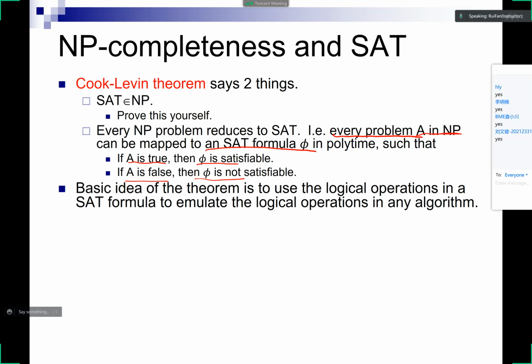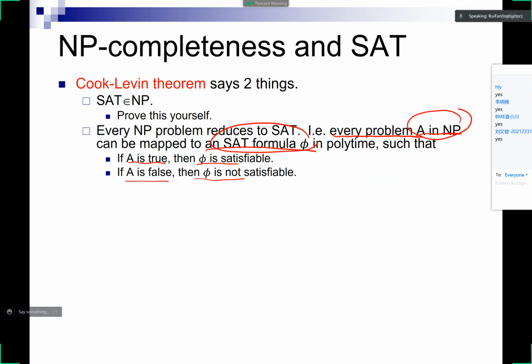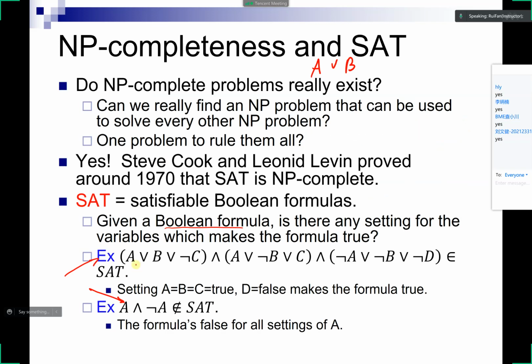The basic idea is that because this problem A is in NP, then A has a polynomial time verifier. That's the definition of NP. So there's some algorithm which runs in polynomial time which can verify yes instances of A. Now, SAT formulas can be used to model any sort of logical operation. And if you think about an algorithm, then basically the algorithm is just doing a bunch of logical operations.